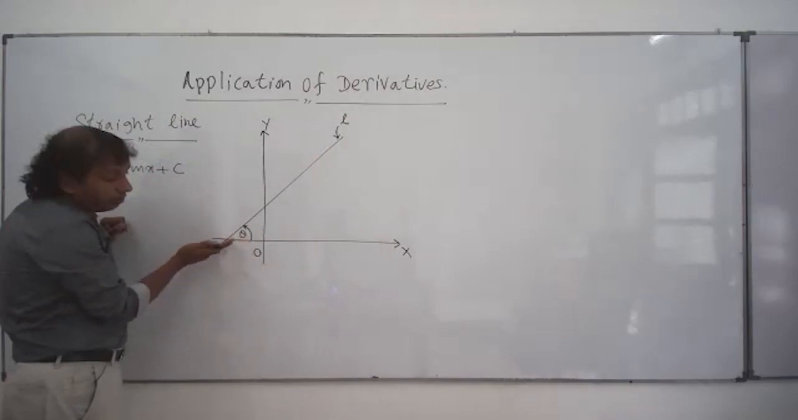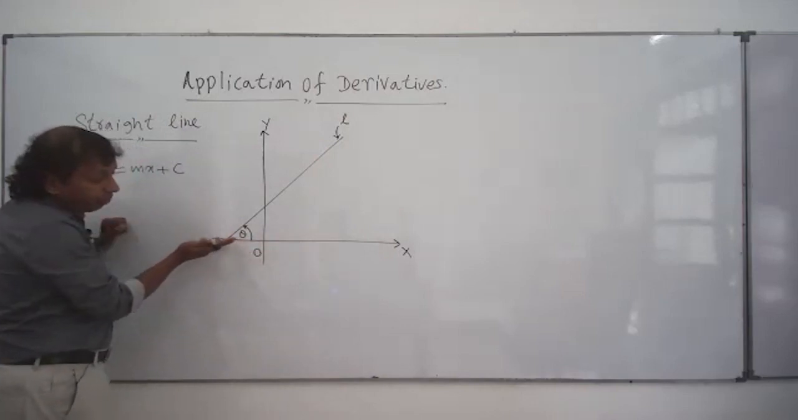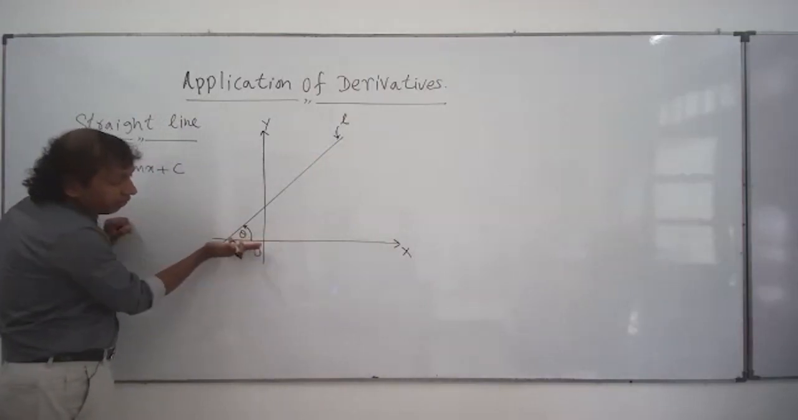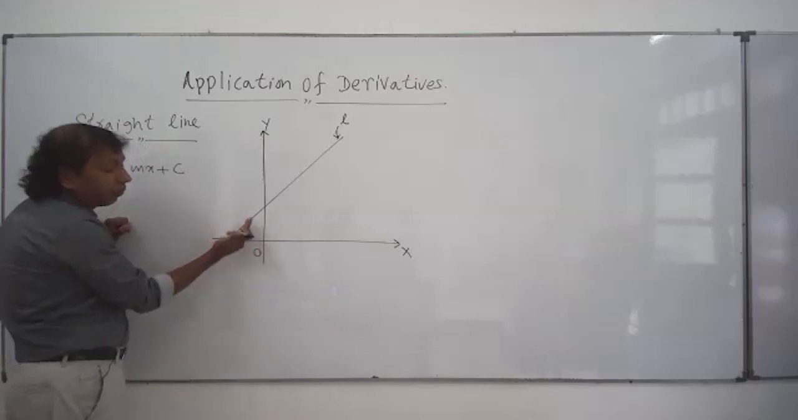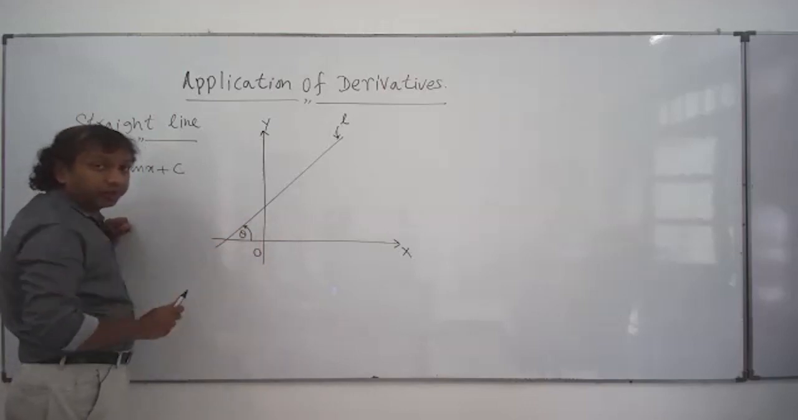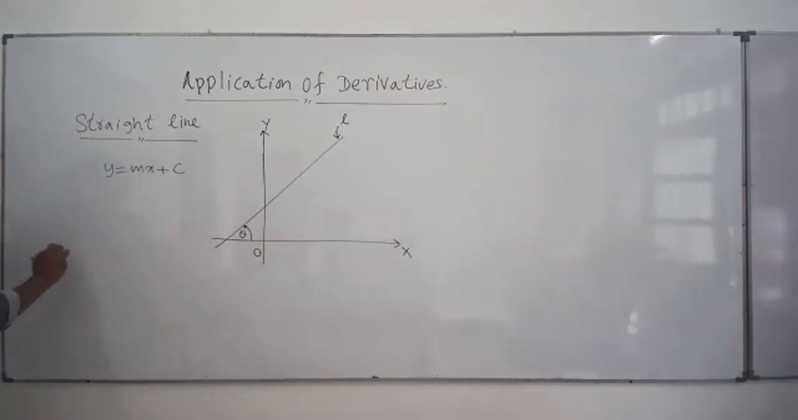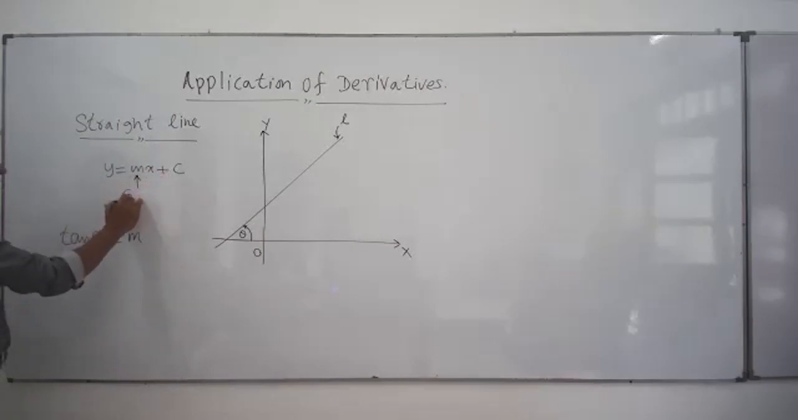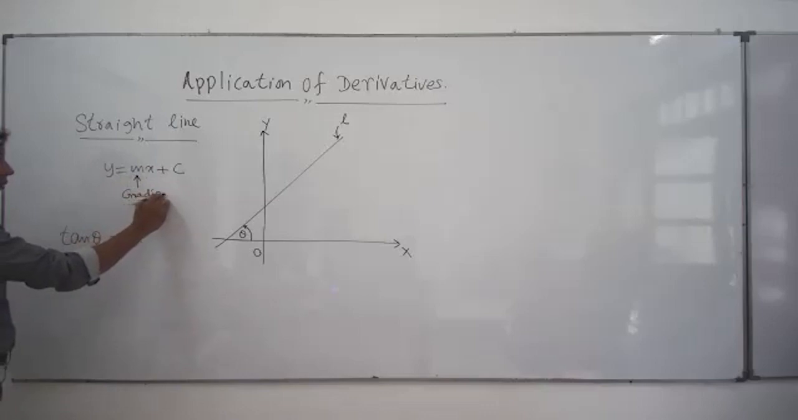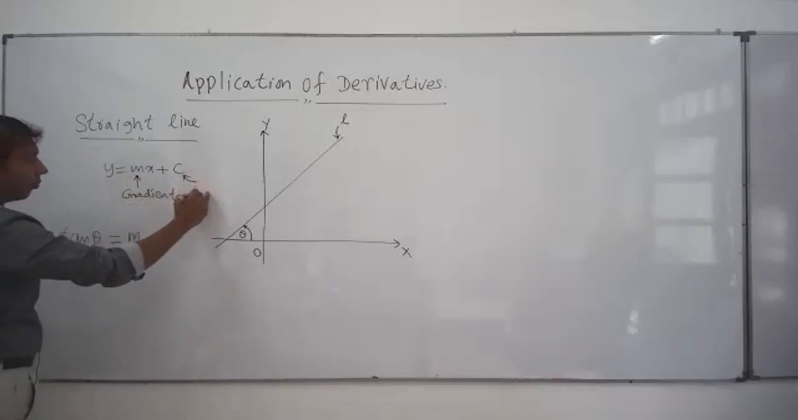It is measured starting from the positive x-axis. Here is the positive x-axis. Starting from the positive x-axis direction, the angle is measured anti-clockwise. This angle is theta. For this angle theta, we can find its tan value, tan theta. That tan theta only, people, we define as the gradient of this straight line. Here the m is called the gradient, and this c is called the intercept.